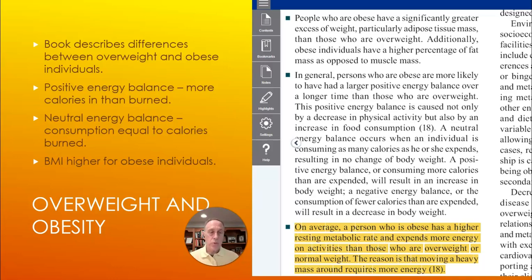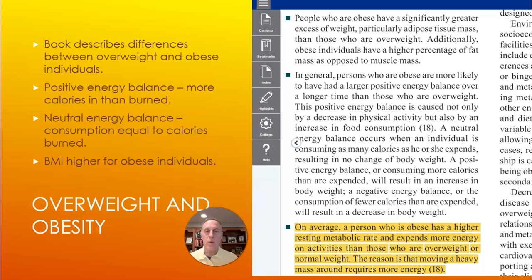On average, a person who is obese has a higher resting metabolic rate and expends more energy in activities than those who are overweight or normal weight. The reason is that moving a heavy mass around requires more energy. So it makes sense. A person who is obese has a higher BMI than a person who is overweight. So therefore, they are moving theoretically, relatively speaking, more weight than the overweight person, if I can get it out.